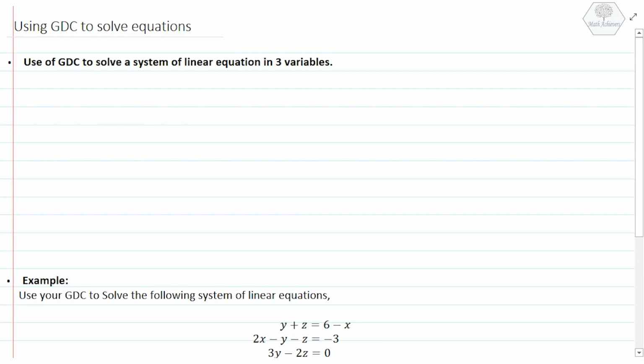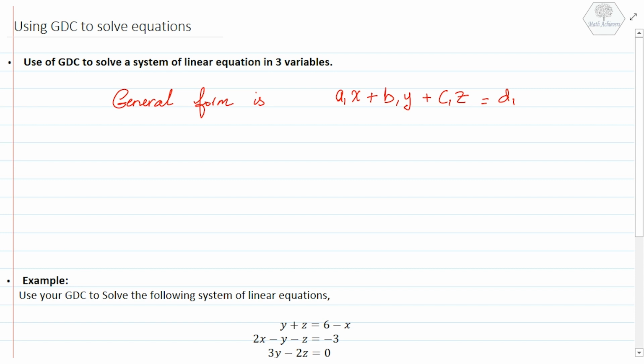The last thing we will talk about in this lesson is how we use the graphical display calculator to solve a system of linear equations having three variables. The general form of this system is: I have the first equation to be a1 times x plus b1 times y plus c1 times z is equal to d1. This is the first equation.